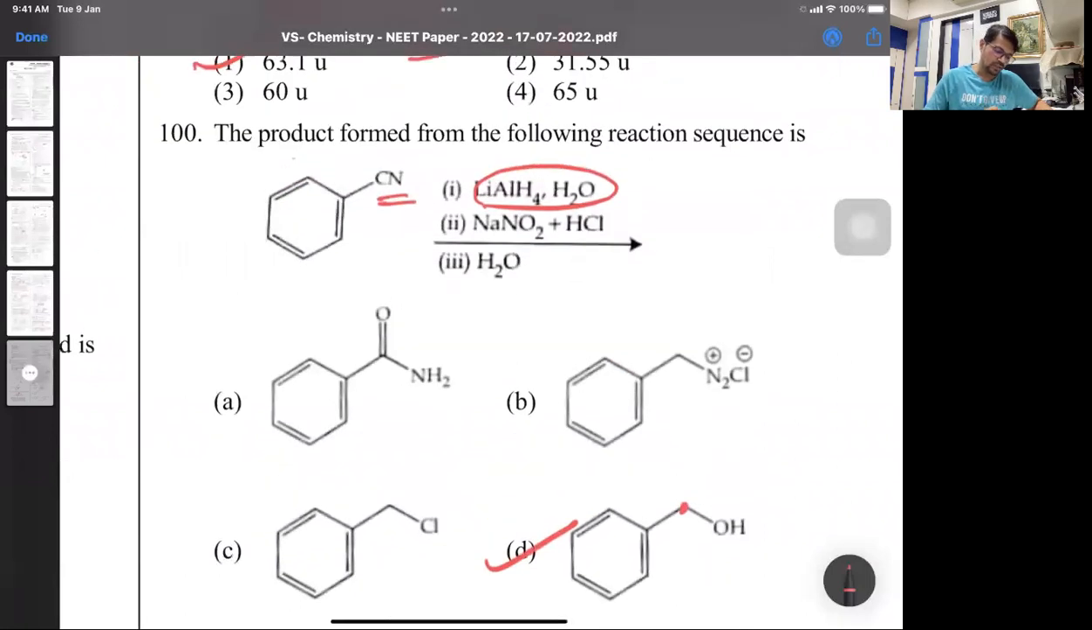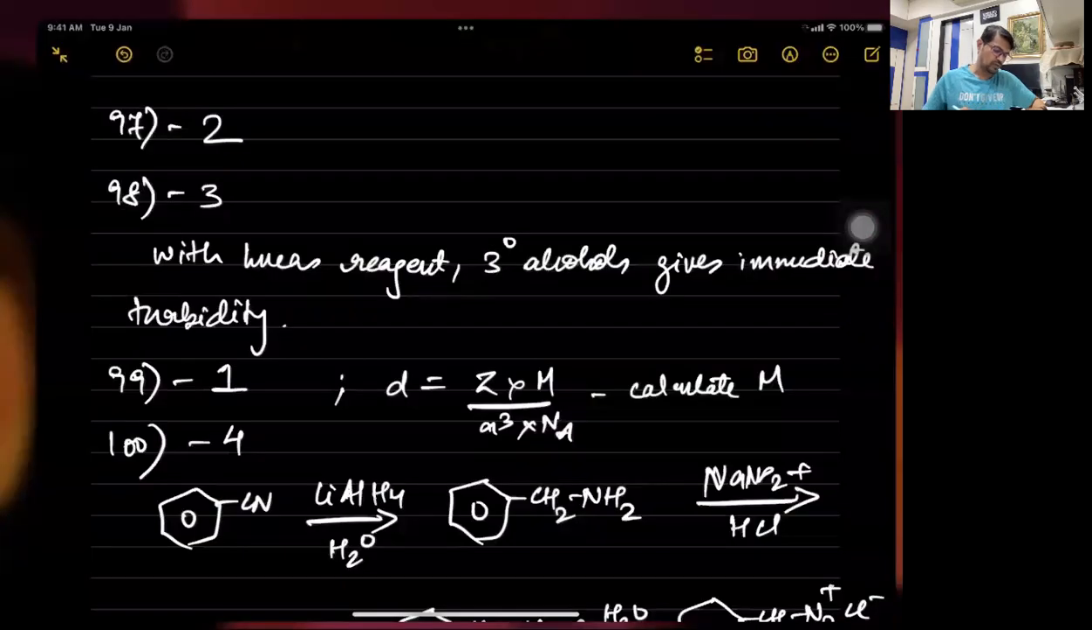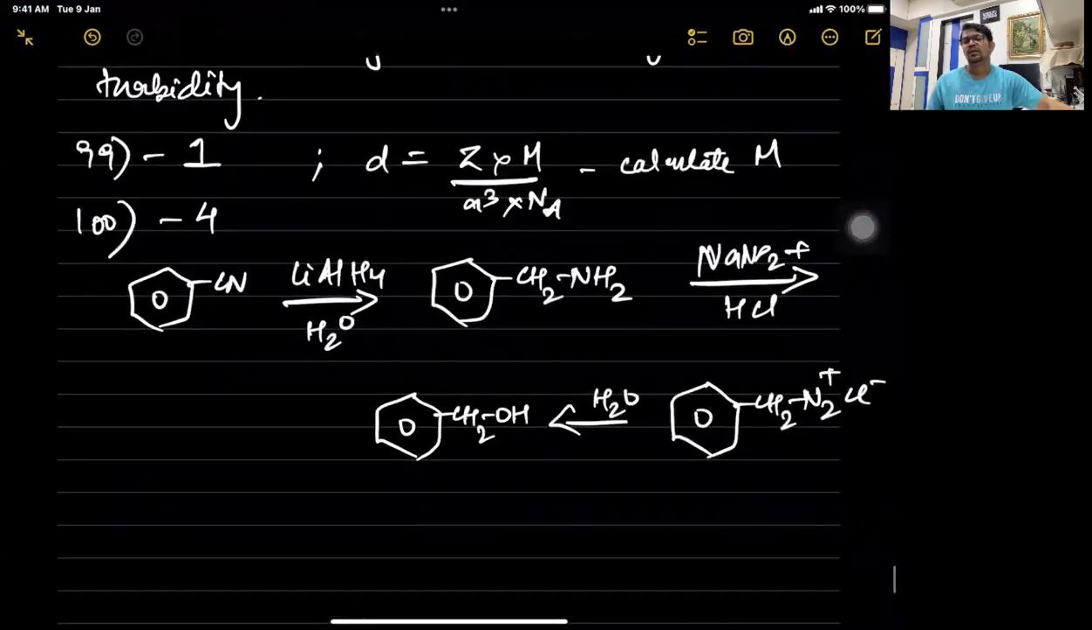So 100 will be the last one. That's 4. So look at that. First, benzonitrile gets converted to its respective benzylamine. Benzylamine with NaNO2 and HCl gets converted to benzyl diazonium chloride, which with water will give you benzyl alcohol. All right. Okay. Thank you.